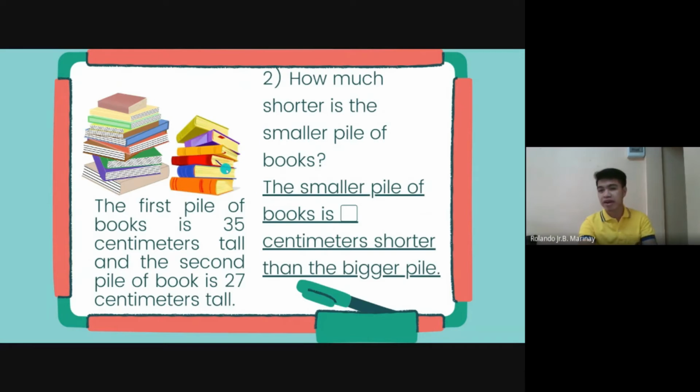We can compare it again using subtraction. So 35 minus 27 equals blank. You answer it on your own. The smaller pile of books is blank centimeters shorter than the bigger pile. We have the blank here wherein you can write the answer for 35 minus 27, okay?